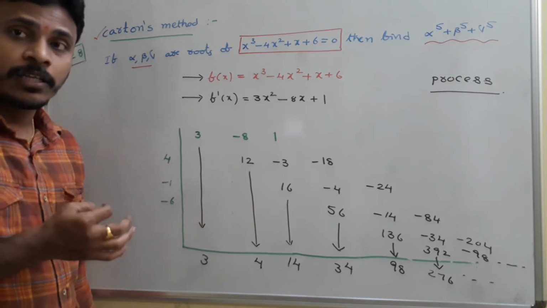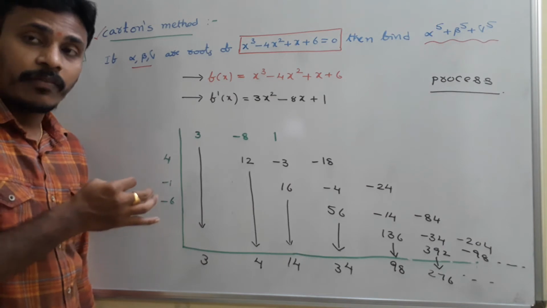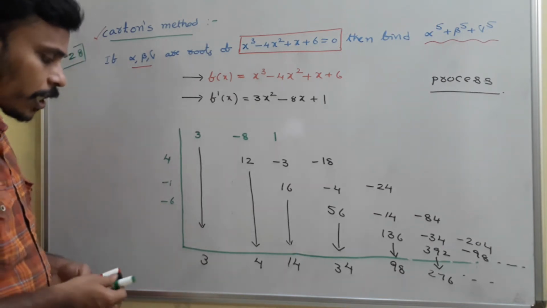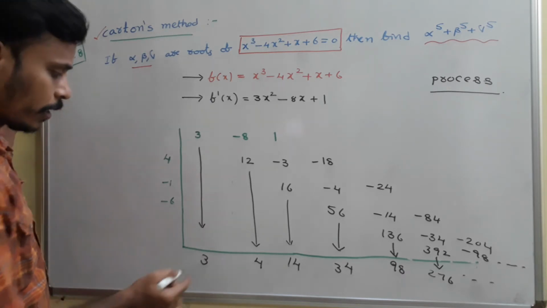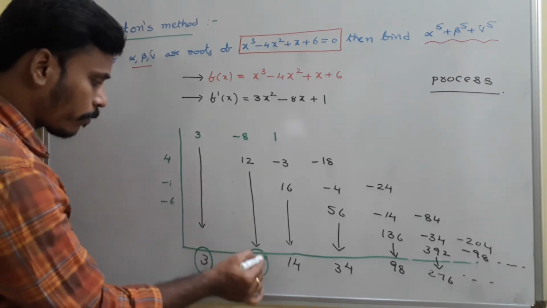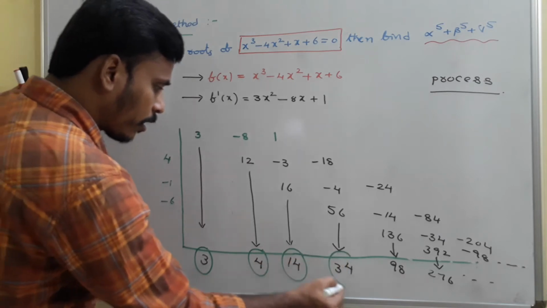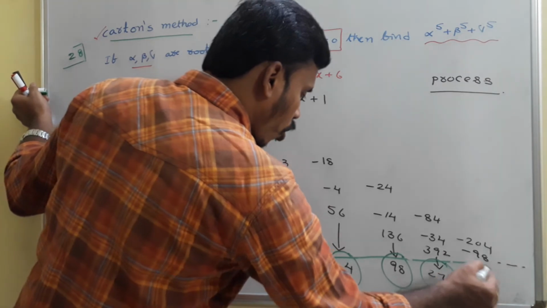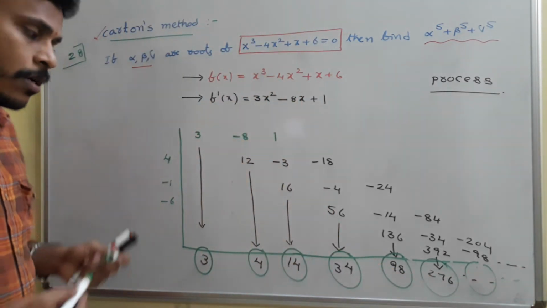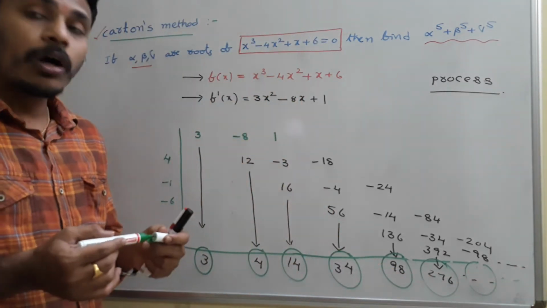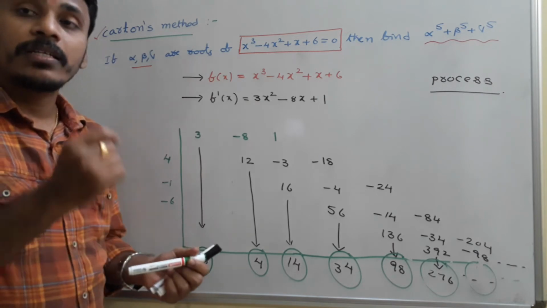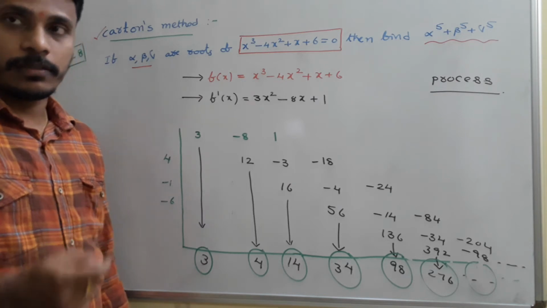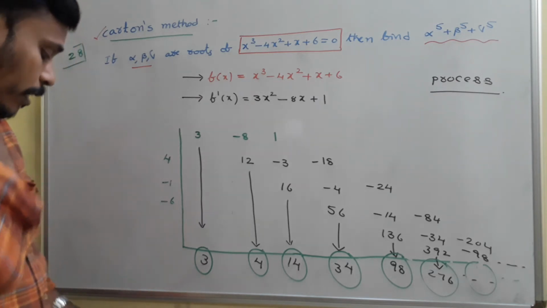And now at the end, you just look here, I will mention an amazing property, very interesting. You just identify these numbers, 3, 4, 14, 34, 98, 276, like that. If you go on, you will get some other numbers, right? What are all these numbers? All these numbers will represent the sum of the nth powers of alpha, beta, gamma in an order.